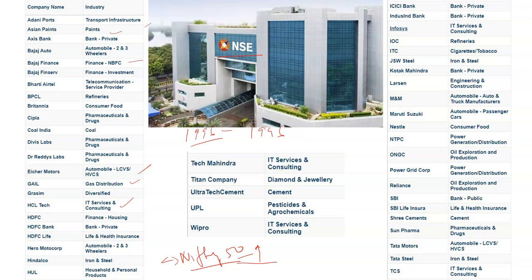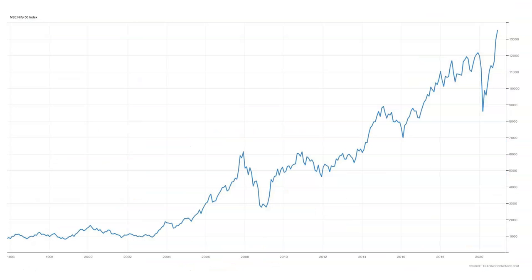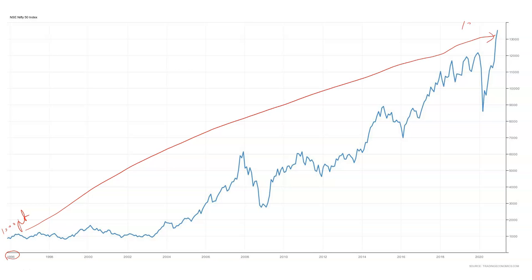Moving further, this is the chart of Nifty. As you can see, in the long run, it has again given a good return to its investors. In 1996, the Nifty started its journey from 100 points, and in just a span of 24 years it has risen to more than 13,000.